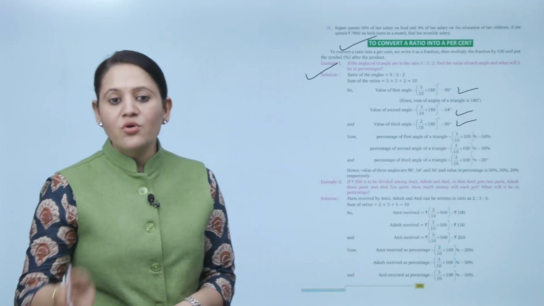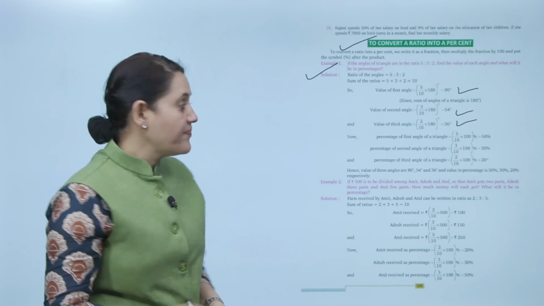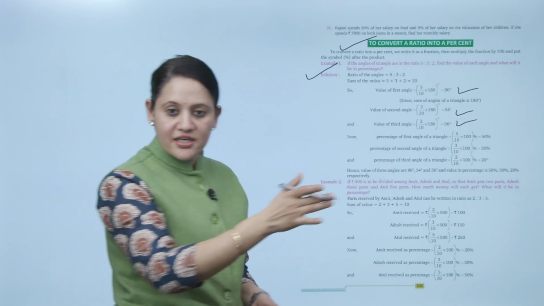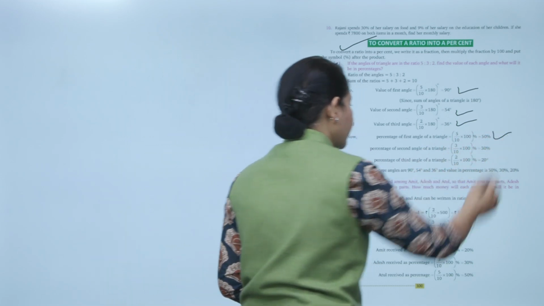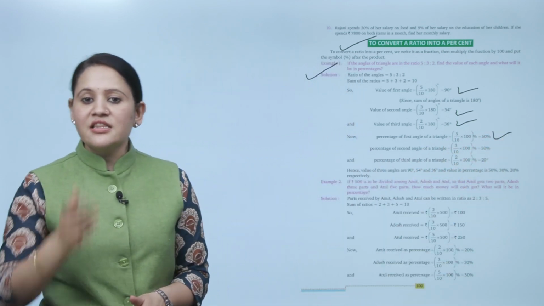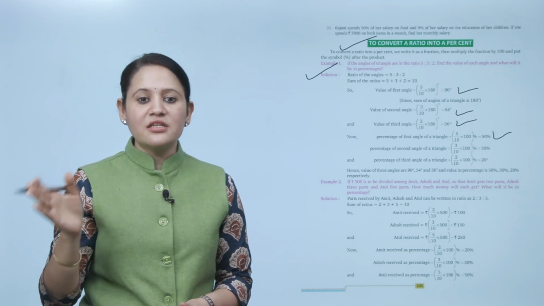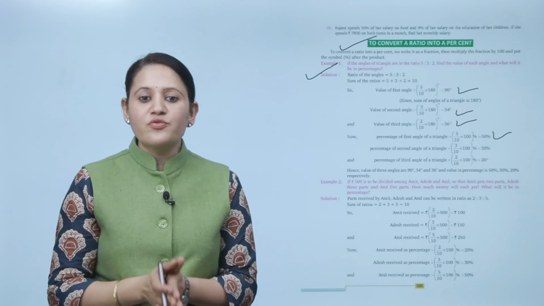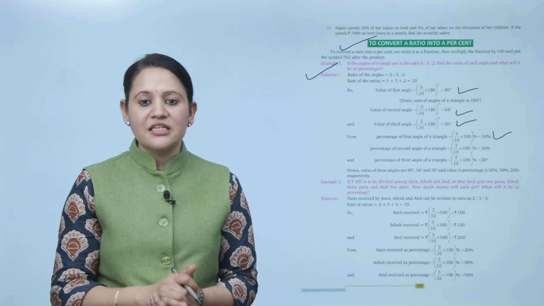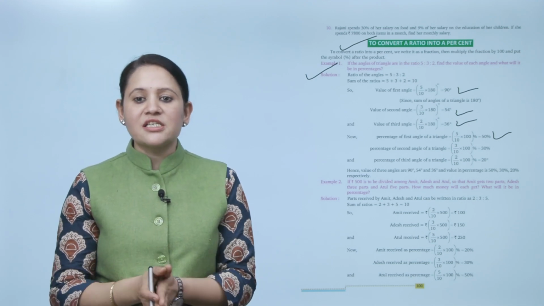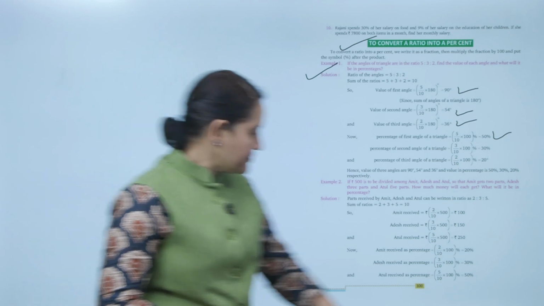Now we have to find the percentage. So percentage of first angle of triangle is 5 by 10 into 100. Because we have to find percentage, we will multiply by 100. So 50%. Percentage of second angle 3 upon 10 into 100, 30%. Third angle 2 upon 10 into 100, that is 20%. Hence the value of three angles are 90 degree, 54 degree and 36 degree. And the value in percentage is 50%, 30% and 20% respectively.